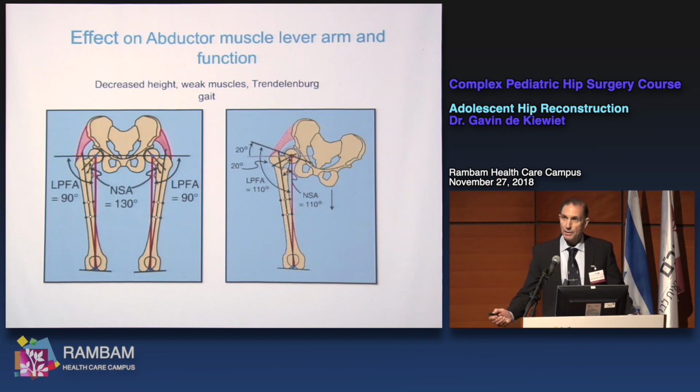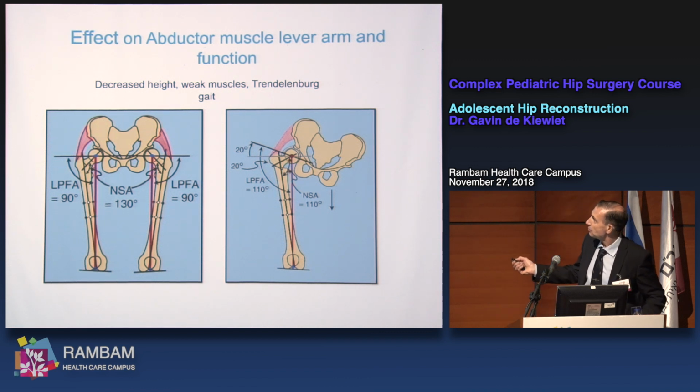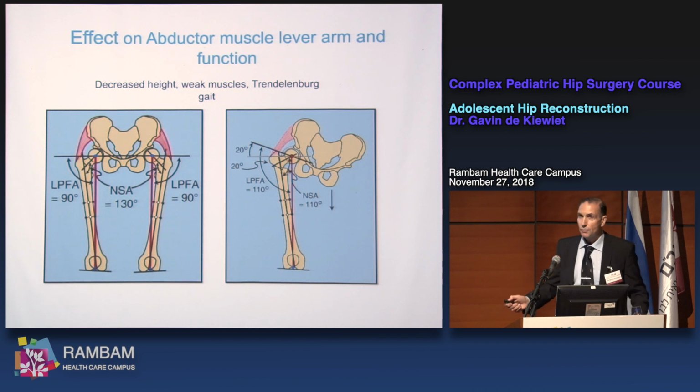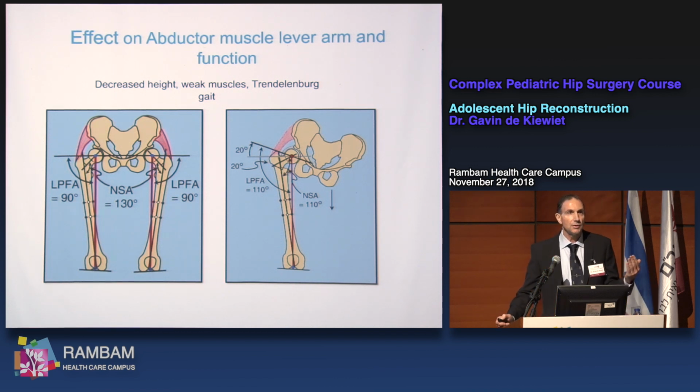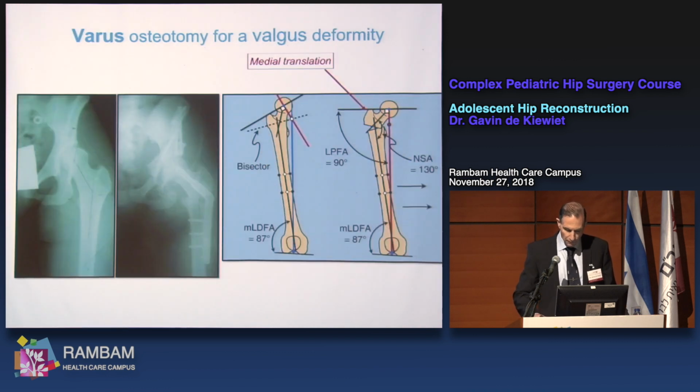So I'm affecting lever arm, which means in some situations you may get a bit of a Trendelenburg, some weak abductors. And therefore, you may want to think about, well, I need to do something about the trochanter, not only a varus osteotomy, but a trochanteric transfer, for example.